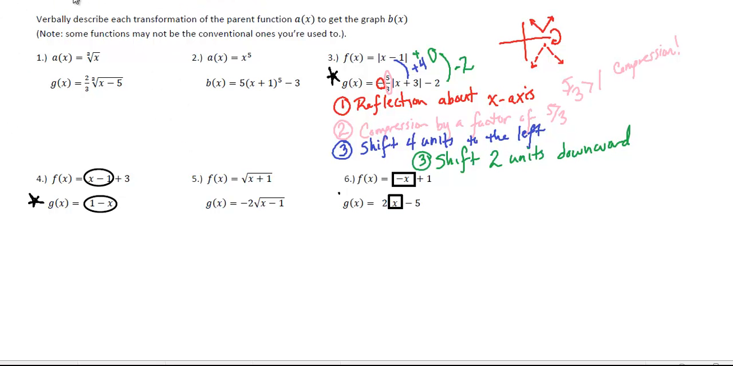Now, number 4 is not obvious. Well, I guess there's one part that is pretty obvious. We know there's going to end up being, since I started at +3 and I ended at 0, I know that we're talking about a shift downwards 3 units. Now, where it gets a little crazy is when we look at this expression here, right? What did I do to get from x minus 1 to 1 minus x? Well, what did I do?